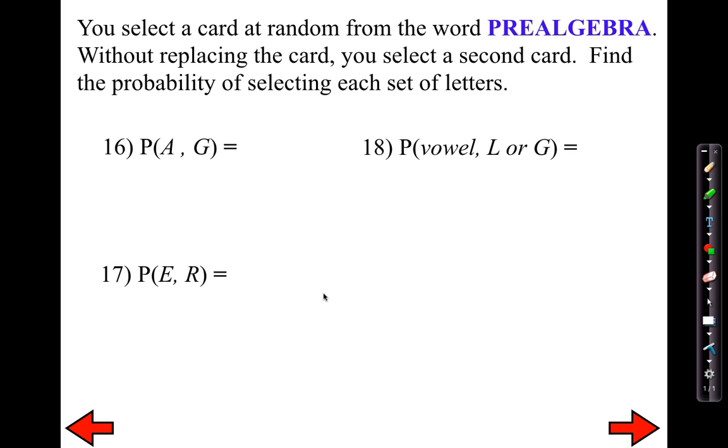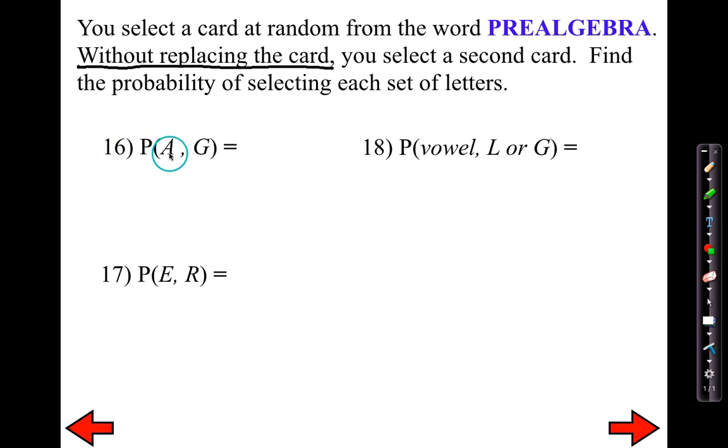Okay, so let's go over our answers. It says you select a card at random from the word pre-algebra. Without replacing the card, that's a key word, without replacing the card, that means it's going to be a dependent probability. Every time you take a card out, you're changing the probability of the next letter being chosen. Without replacing the card, you select a second. Find the probability of selecting each set of letters.